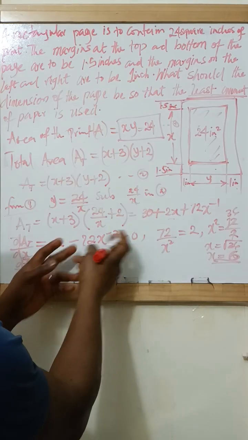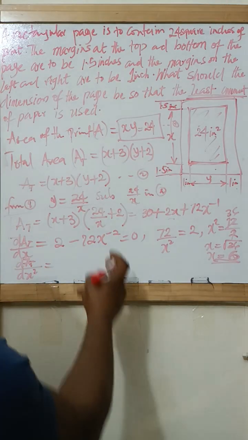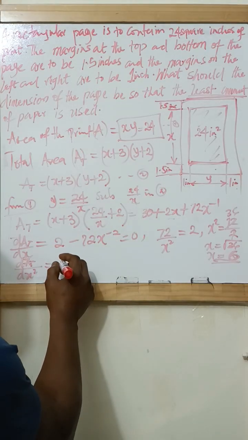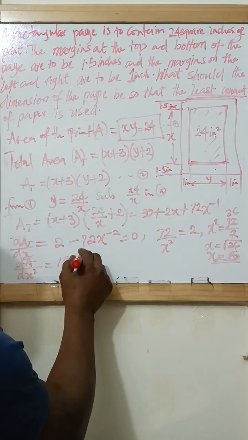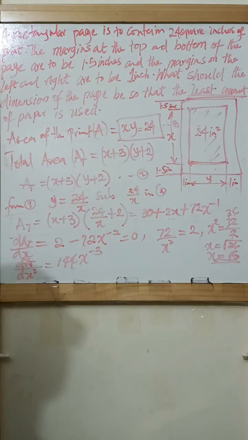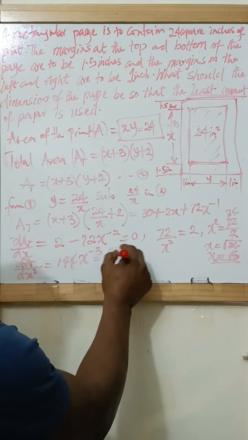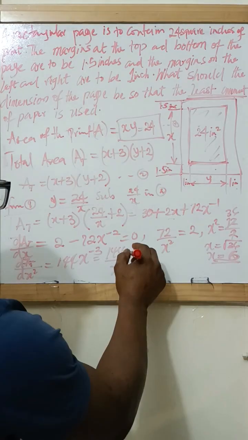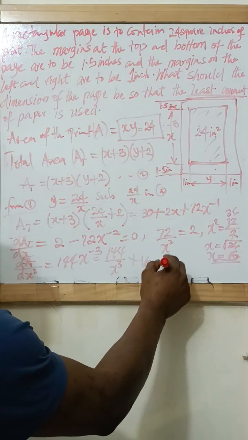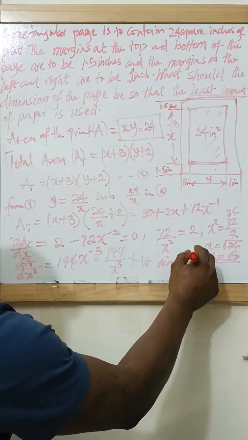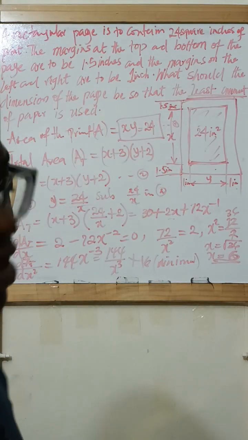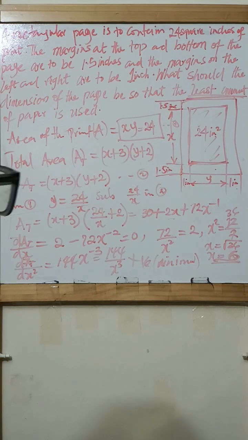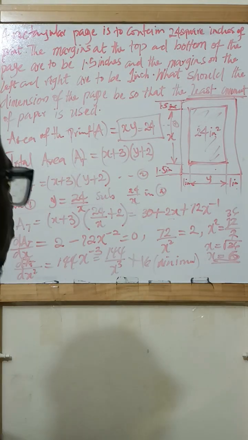Right? So now that we have x to be 6, what about the d²A/dx²? What is it going to be? If you differentiate this further, minus times minus will be plus. So 72 times 2, that will be 144. Then x raised to the power minus 3. So this is the same thing as 144 all over x cubed. If you put 6 here, it's going to be positive. So it shows that it's minimum, right? Which means for the least amount, x is equal to 6 in that situation.